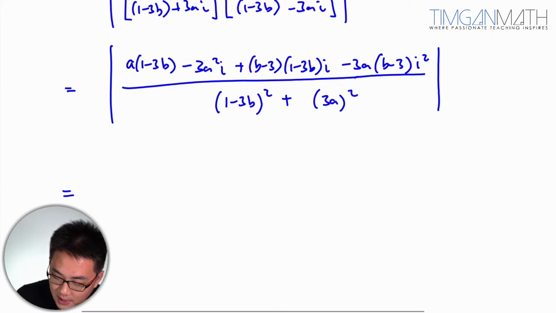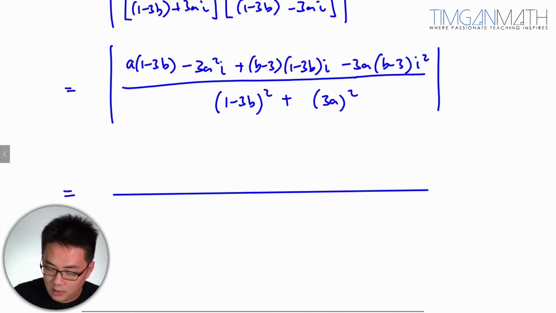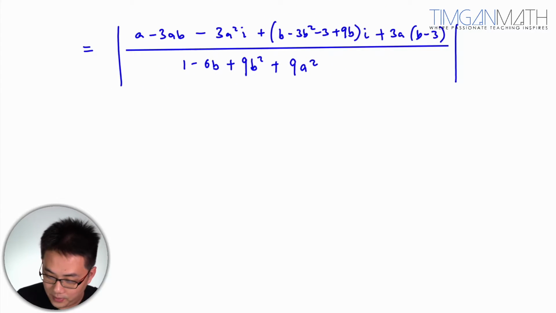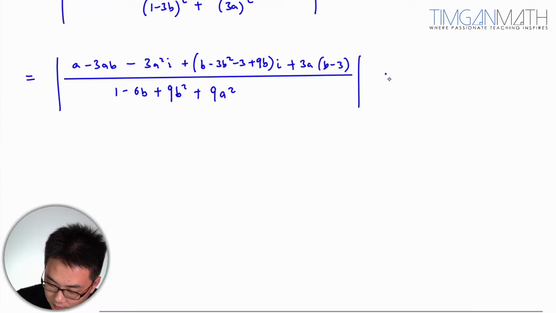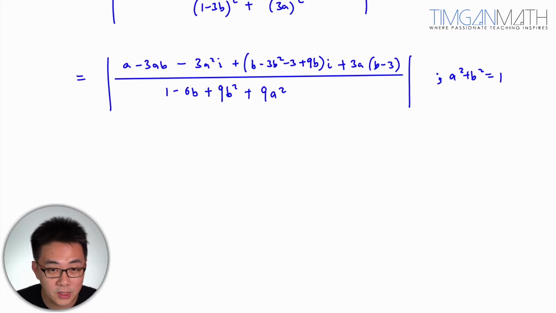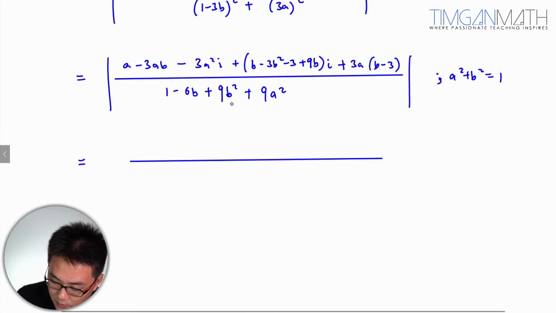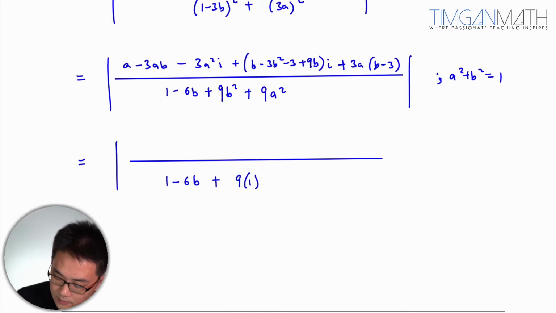Just slowly expand this part here. It's a lot of things going on, so let me just write this out. I'll just expand, and once we expand it, it looks something like that. Let's not forget that we also have a square plus b square equal to 1. So I'm going to fish out my a square plus b square. For the one below, I can see that this is 9 times (a square plus b square), so this will just be 9 times 1. So 1 minus 6b plus 9 times 1.